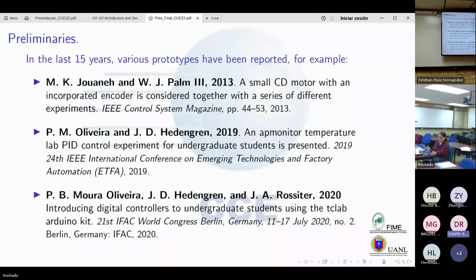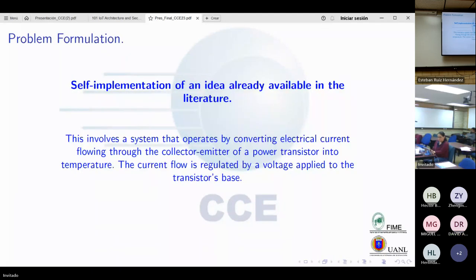If you do any research on the network, you will find a lot of results. These are three prototypes that were very interesting for us, and we tried to use them as a basis for the work we are presenting. At the end, we tried to do a self-implementation of this idea that is really easy to find on the network. But what we tried to do is to take all the results, theories and courses that we teach here in the university and apply them to use this plant. So next one, please.